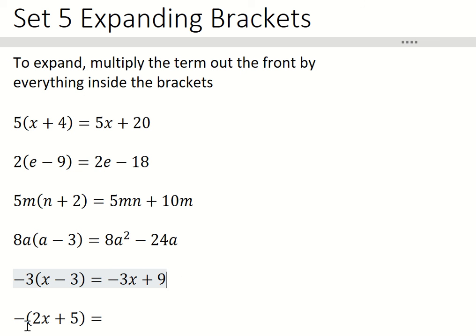Now, this final question here, what we actually have out the front is a minus 1. There's an invisible 1 there, okay? So we've got negative 1 multiplied by 2x, and then negative 1 multiplied by positive 5. Now, multiplying by a negative simply is just going to change the signs. It's not actually going to change the number. It's just going to make a positive into a negative. So minus 1 times 2 is minus 2. So minus 1 times 2x will give me minus 2x. Minus 1 multiplied by 5 is going to give me negative 5. And that's how we expand our brackets.